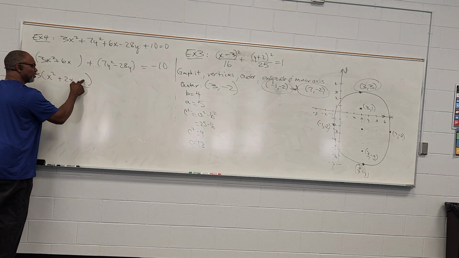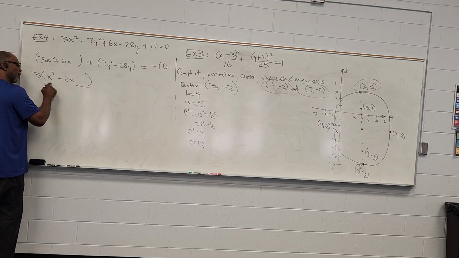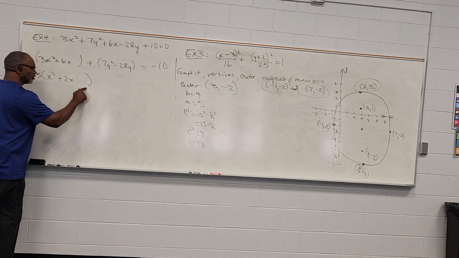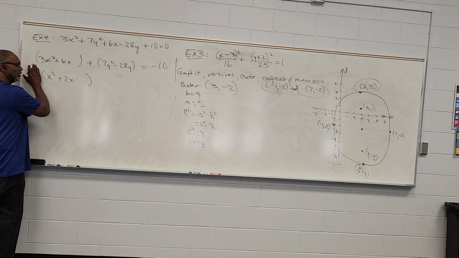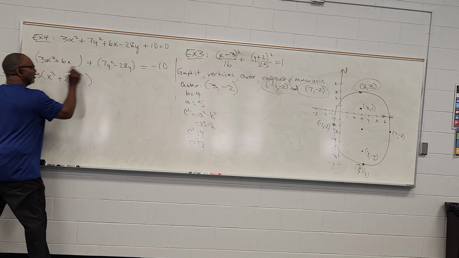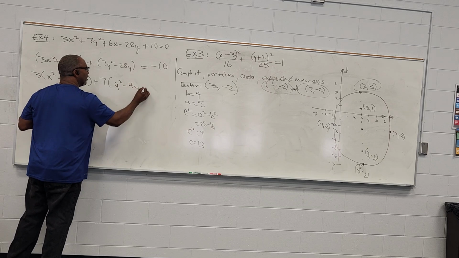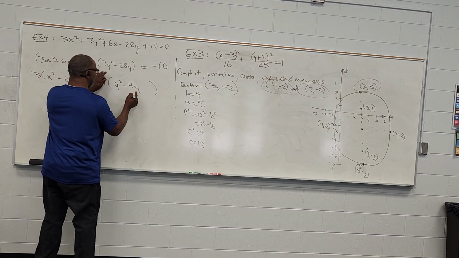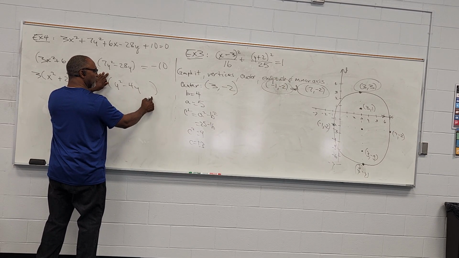I'm going to leave some space here because I'm going to figure out what I need to add to make the stuff in parentheses a perfect square trinomial. I'm completing the square on the x terms only. Same thing here: I'm going to pull out the 7, and I'll have y squared minus 4y, leaving some space to figure out what to add to make that a perfect square trinomial.